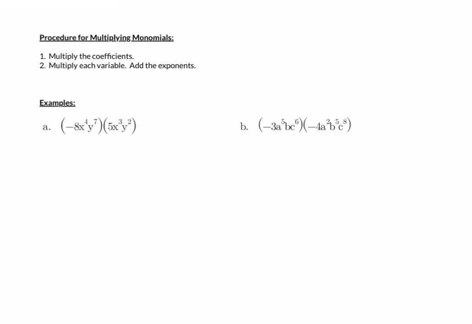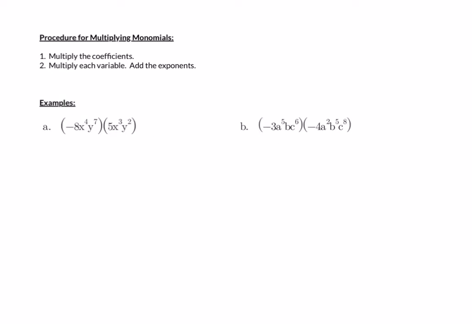So the first thing we want to talk about is multiplying monomials. Remember that monomials have only one term. So in order to do this, we're going to multiply the coefficients, and then we want to multiply each variable. Remember that when we multiply variables that have the same base, we add the exponents. So for instance, if we look at example A, we have negative 8 x to the fourth y to the 7th times 5x cubed y squared.